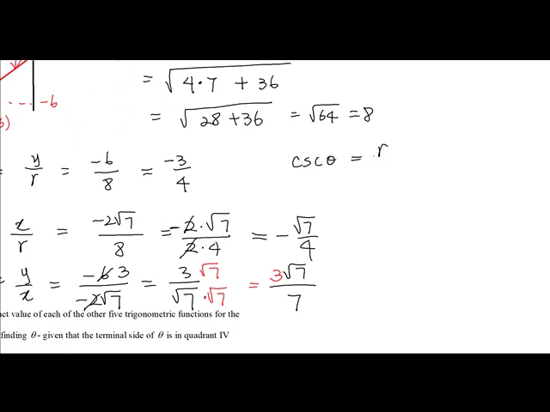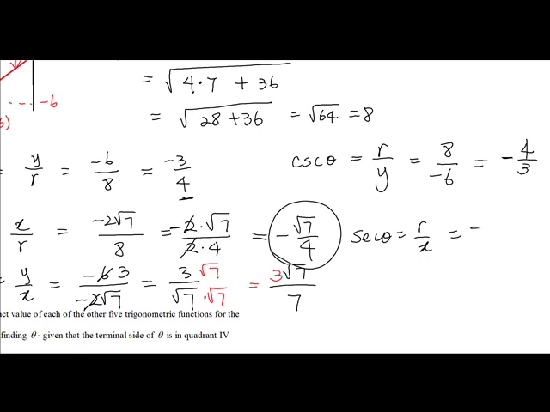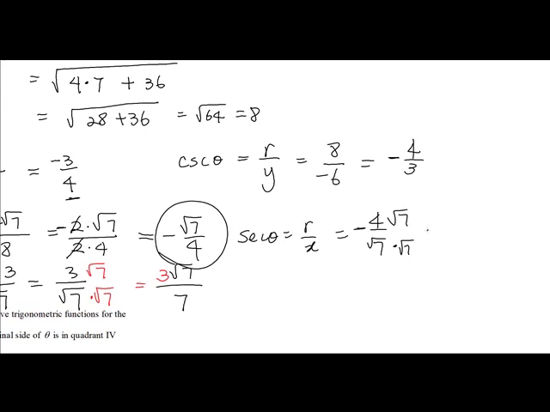Now cosecant theta is r over y. R is 8, y was negative 6. You need to invert this fraction, and so simplified it is negative 4 over 3. And secant theta is r over x. You need to invert this fraction, and so negative 4 over square root of 7, and rationalize it by multiplying by square root of 7. And so negative 4 square root of 7 over 7. Now cotangent theta is x over y, and in this case you need to invert this fraction, so square root of 7 over 3.